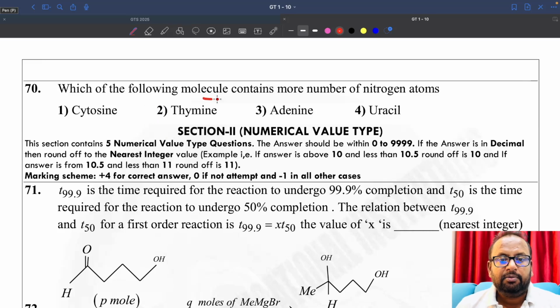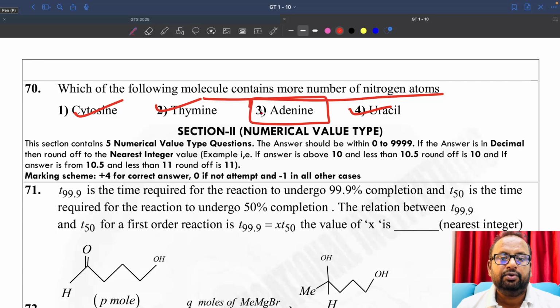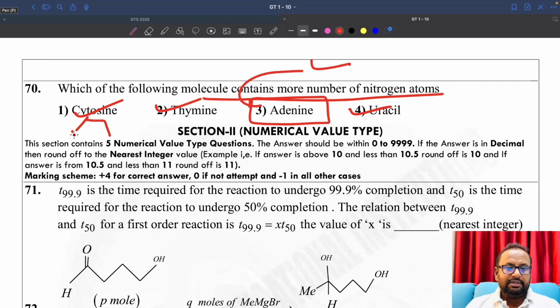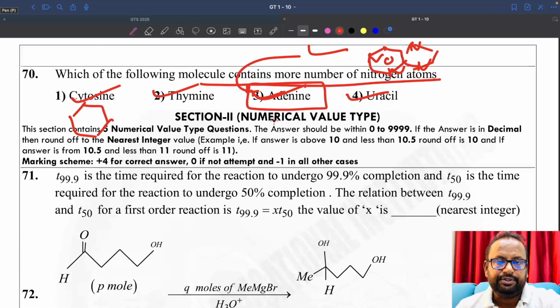Which of the following molecules contains more number of nitrogen atoms? Cytosine, thymine, uracil are one kind. Adenine has 2 rings here. Obviously the answer is adenine. Thymine, uracil are pyrimidines, and this is the purine. Purine has a double ring. So obviously the number of nitrogens is more here. The number of nitrogens is 4 here. So adenine has the more number of nitrogens.